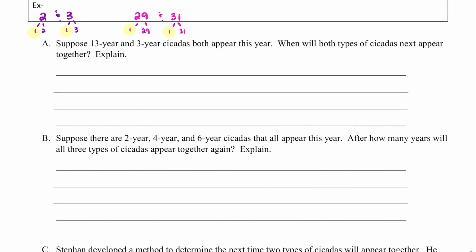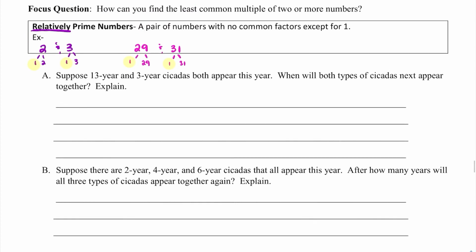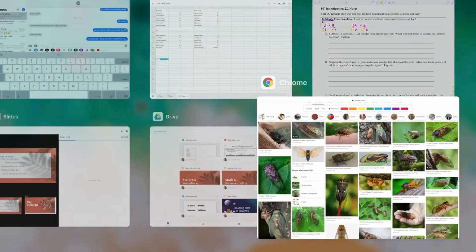Not as many, but we have some problems here that all involve multiples, except this time we're working with these things called cicadas. Question A says, suppose 13 and 3-year cicadas both appear this year. When will both types of cicadas next appear together?